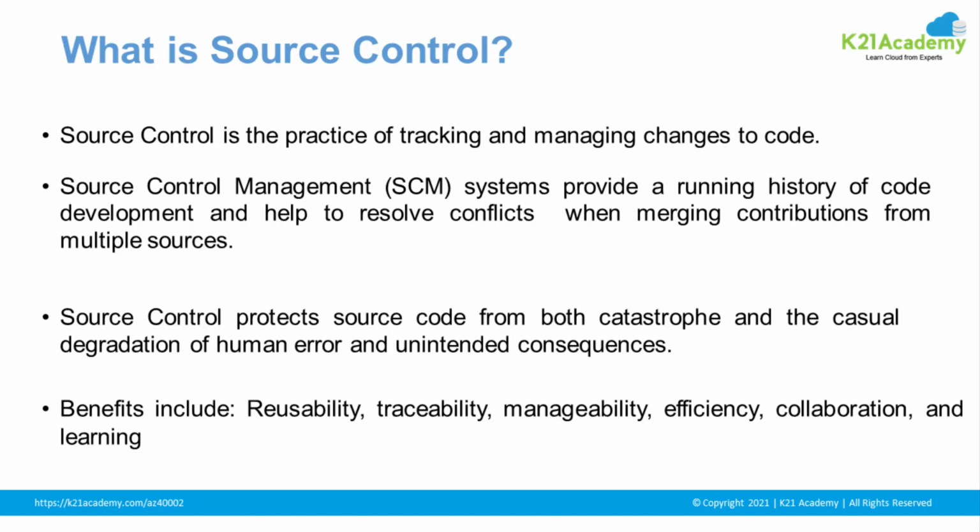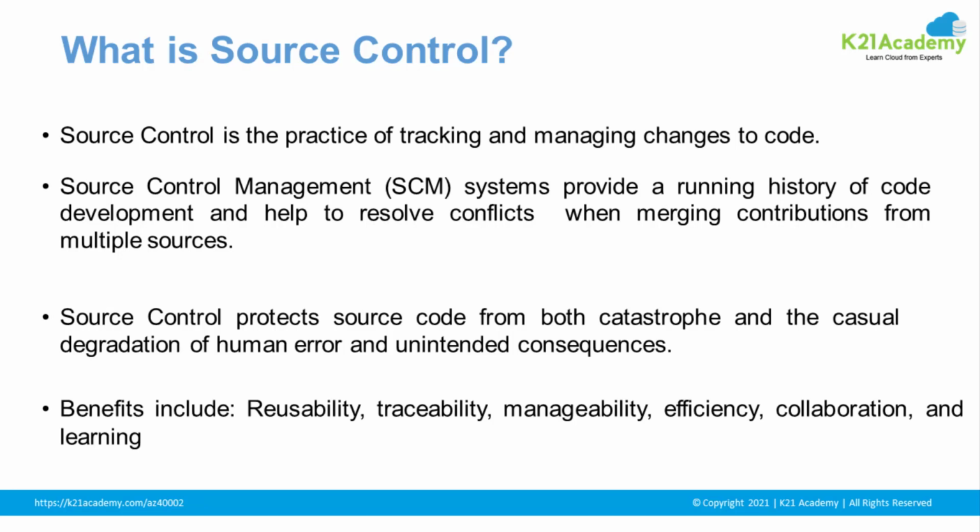And it provides a running history of code development and helps to resolve conflicts when merging contributions. So what is a conflict? Conflict is nothing but when, for example, you are user A and there is a user B, and both users are working on the same code and same line. While you try to save the code, a conflict occurs, because when both people are trying to change something on the same line, how does a tool accept it? The tool will not accept, the tool will get confused. At that time there will be a conflict happening.